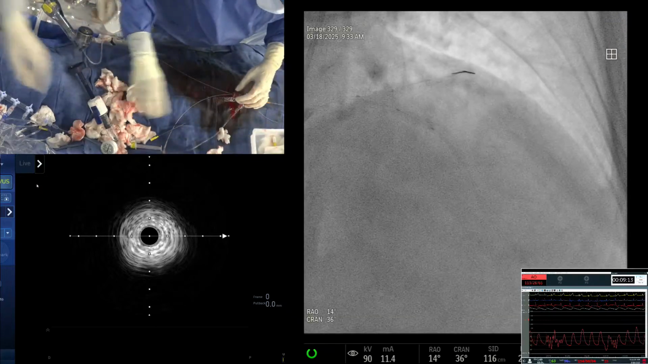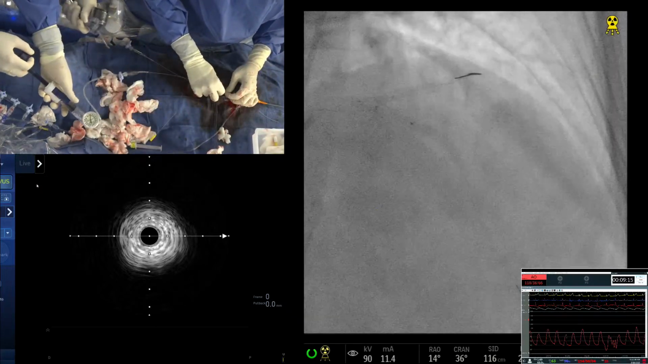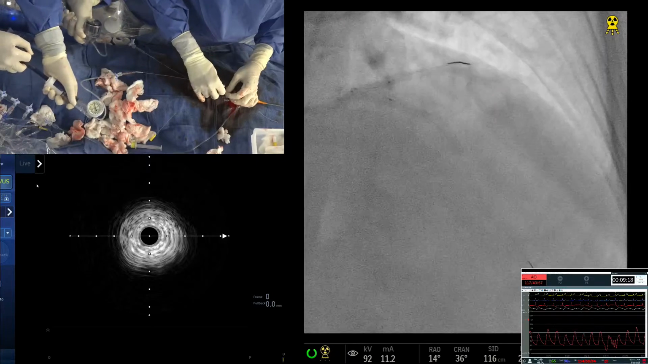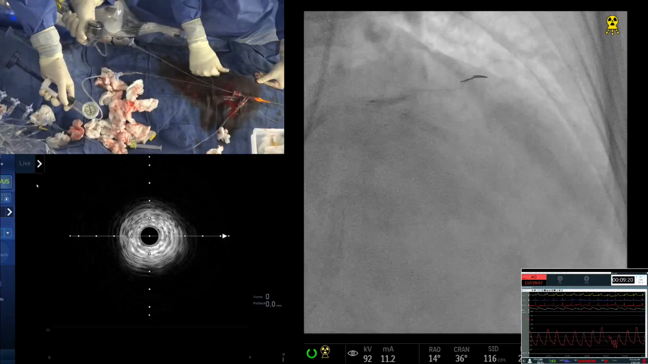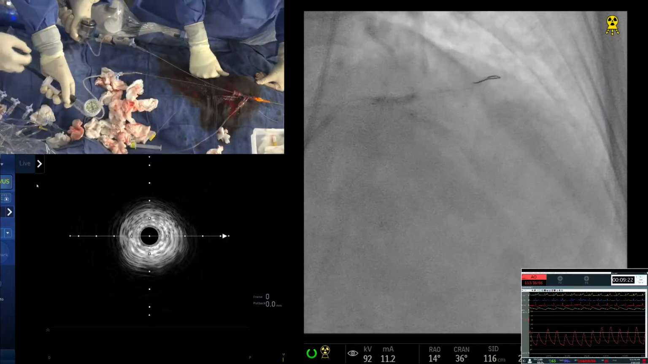Back. Let's do a kissing balloon so that we end up with high pressure. Yeah, go to the side branch, high pressure. Just let me go first. The high pressure. Yeah, good.